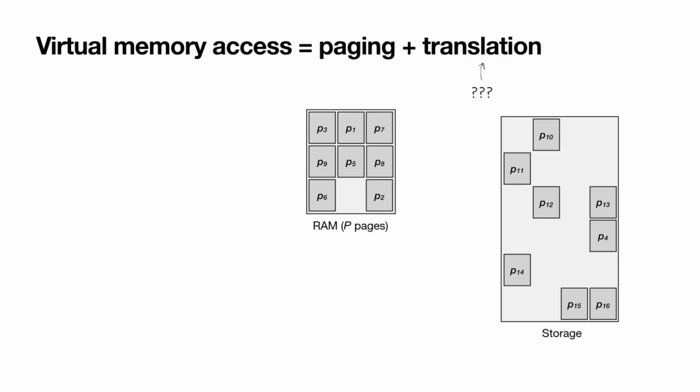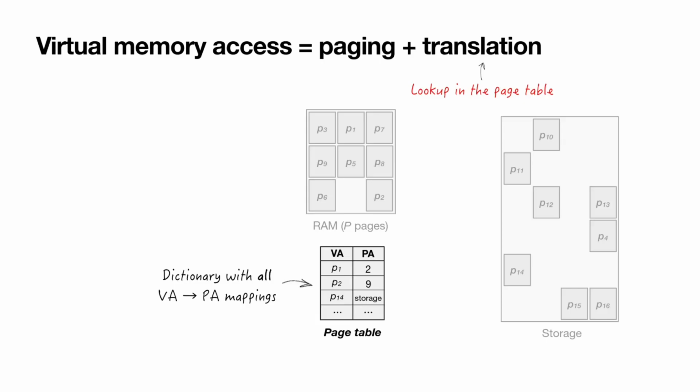So the paging component of virtual memory is simply the paging problem. But what about translation? To perform a translation, we need to convert a virtual address into its physical address. And to do this, there is a dictionary with all virtual address to physical address mappings called the page table. For instance, here we have that page P1 maps to slot 2 in RAM, P2 maps to slot 9, and it also indicates that P14 is in storage. So a translation can be performed via a lookup in the page table.